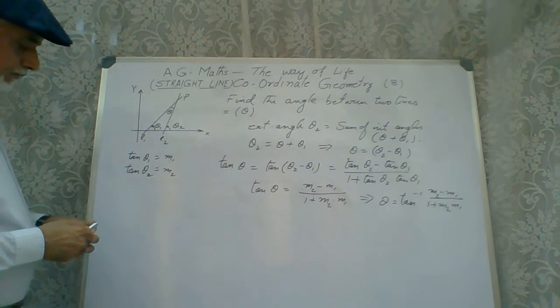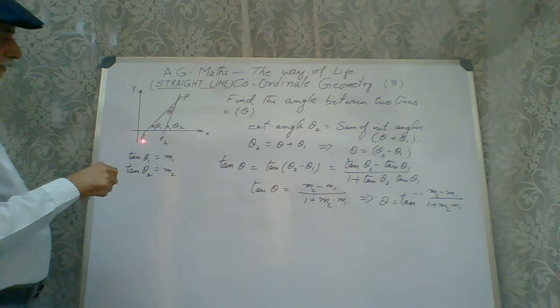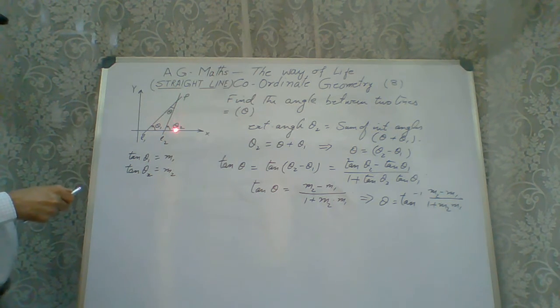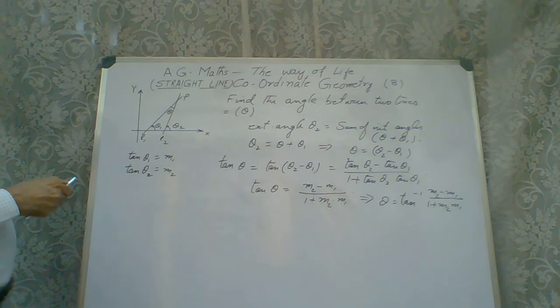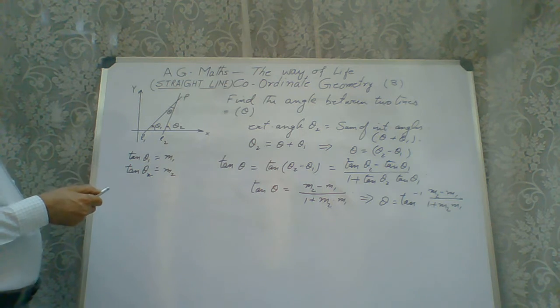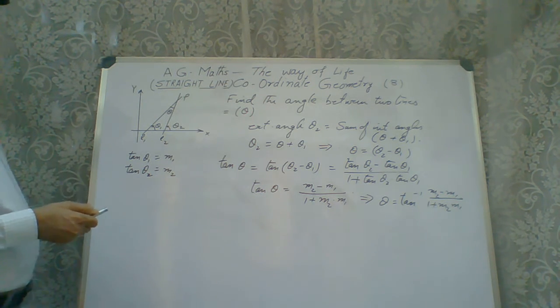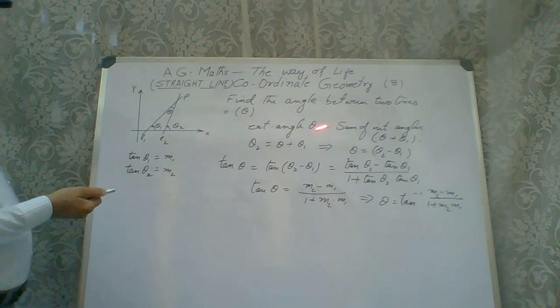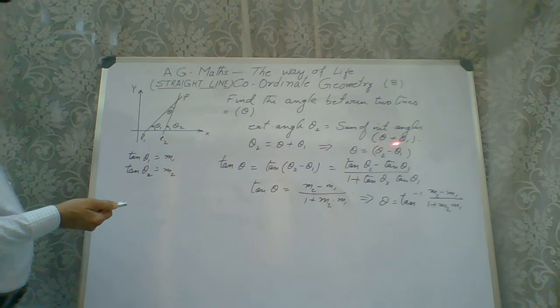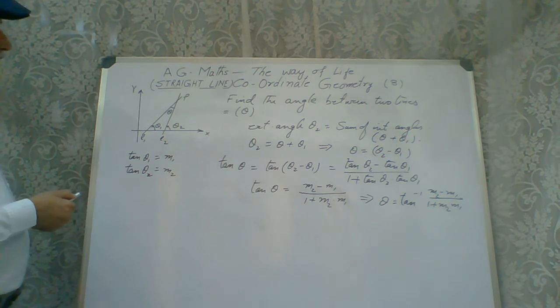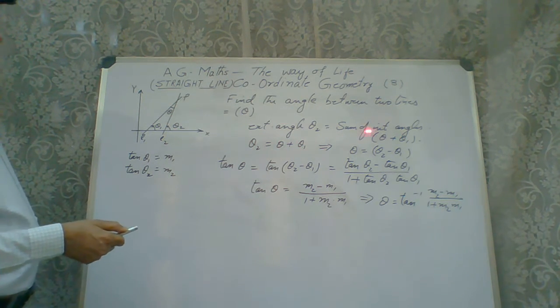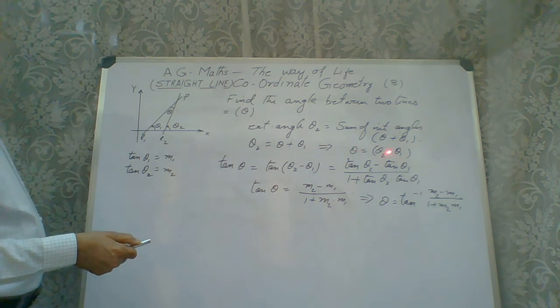Suppose we have two lines, and one line L1 is inclined at an angle theta 1 here, another line L2 has angle theta 2, and both the lines are making an angle of theta. This is the angle which these two lines are making, and we have to find the value of the angle theta. As per the geometry we know, the exterior angle is equal to the sum of the interior opposite angles, which here are theta 1 and theta. So we write theta 2 is equal to theta plus theta 1. Alternately, theta is theta 2 minus theta 1.